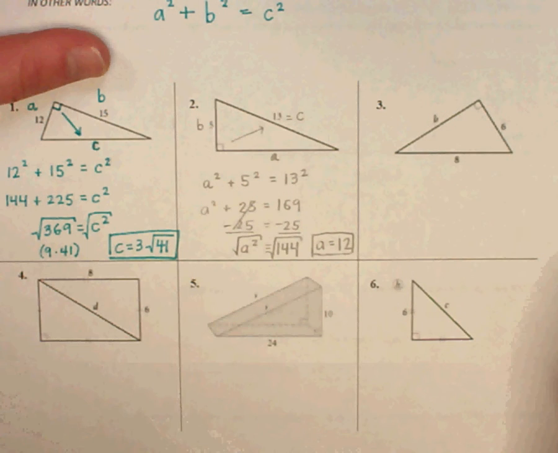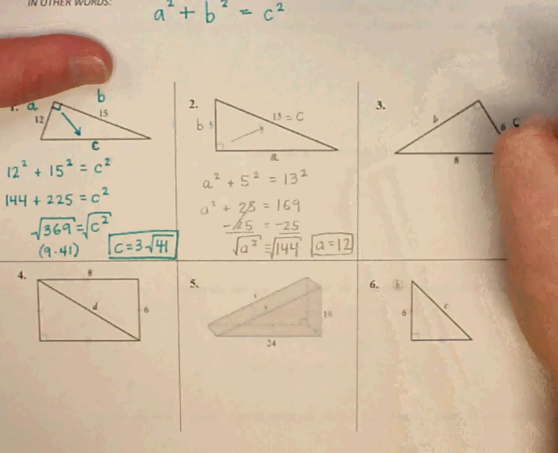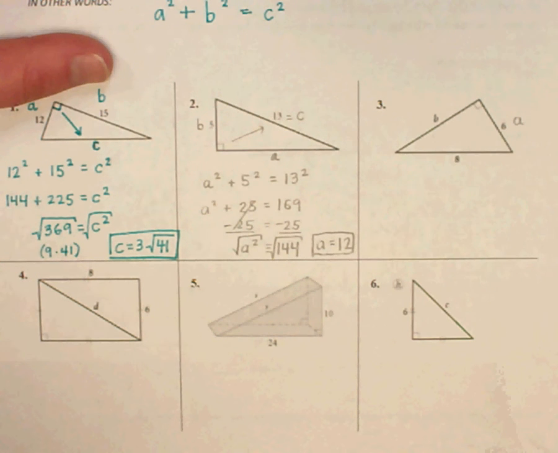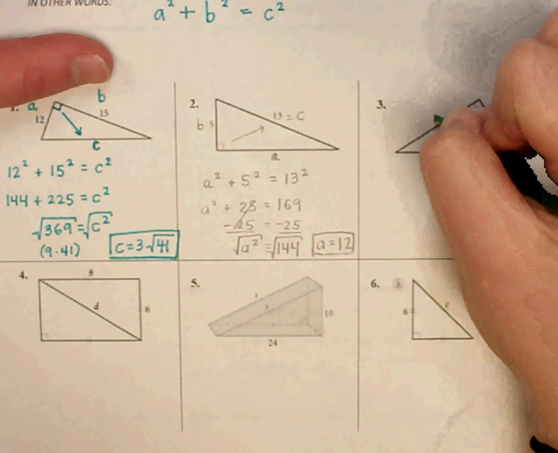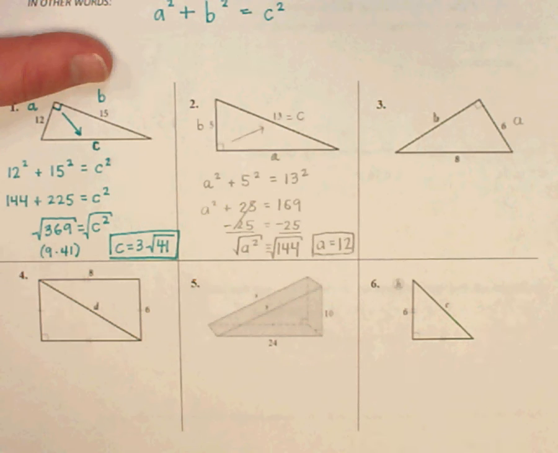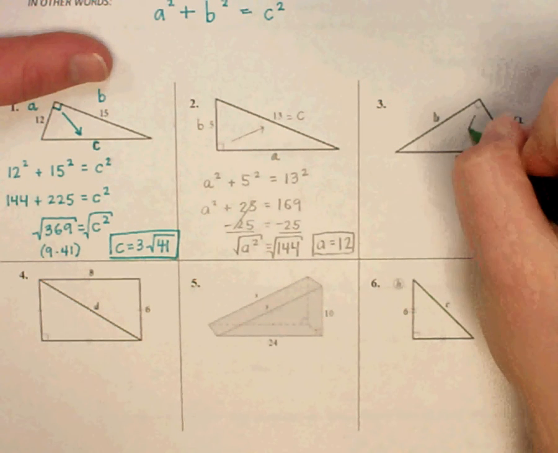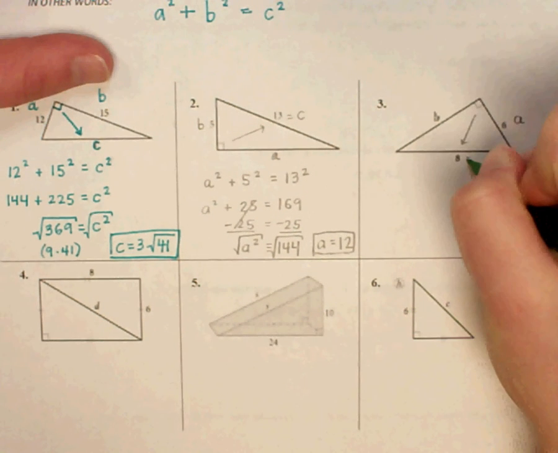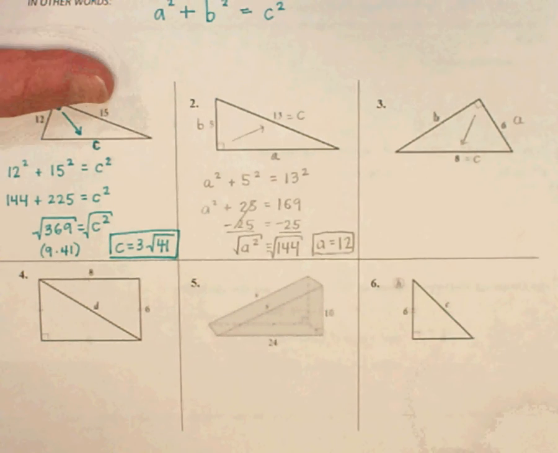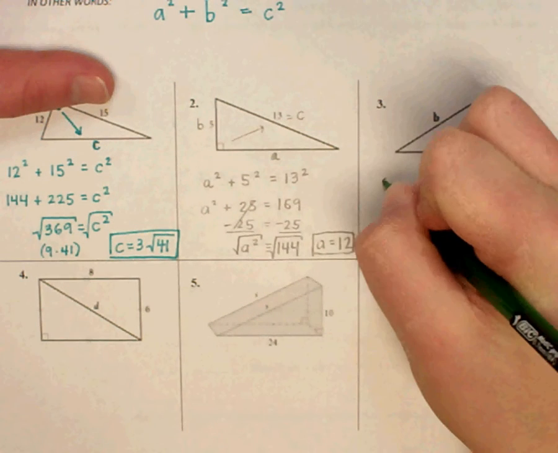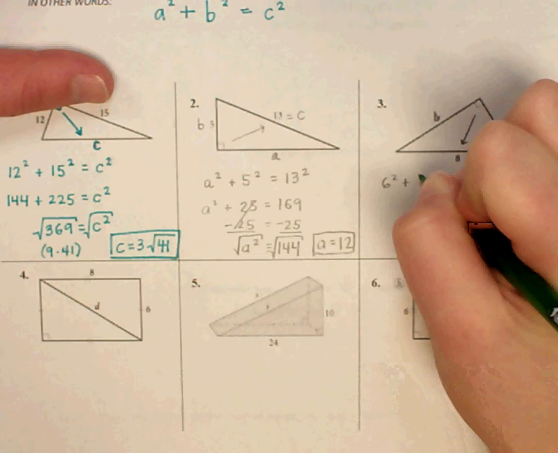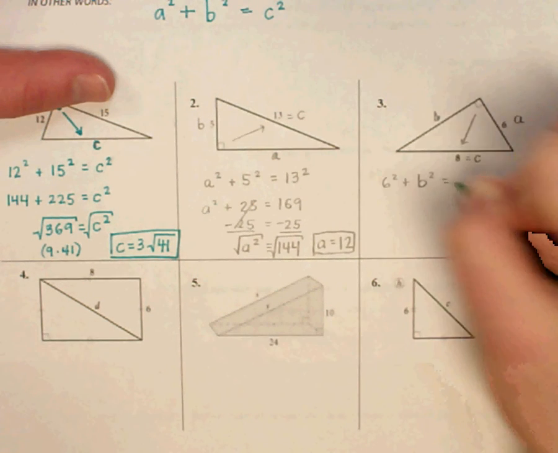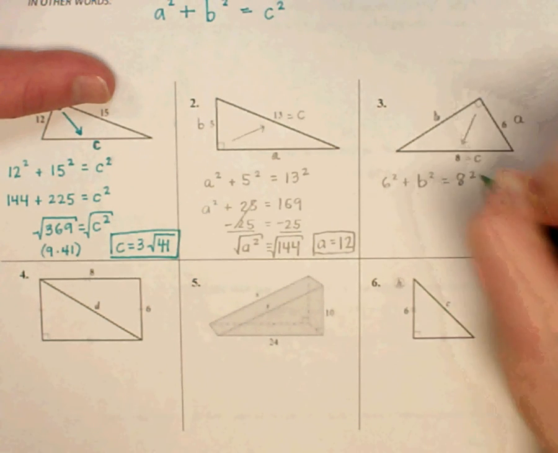Okay, example 3. We've got A and B, trying to find B. Opposite that right angle is our hypotenuse. That's our C value. A is 6. We don't know what B is, but C is 8.